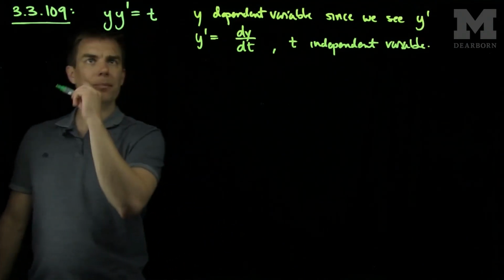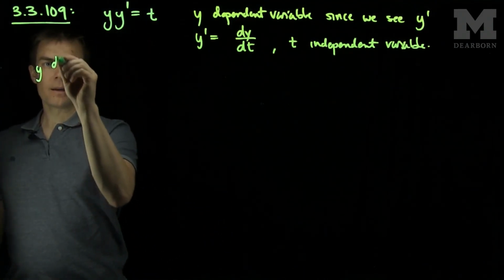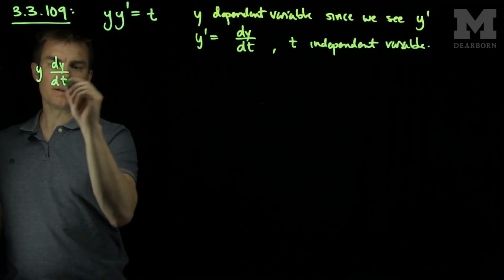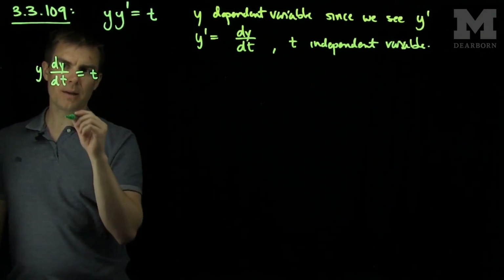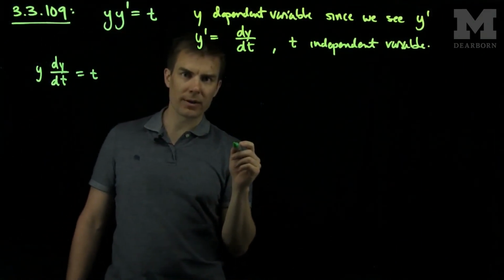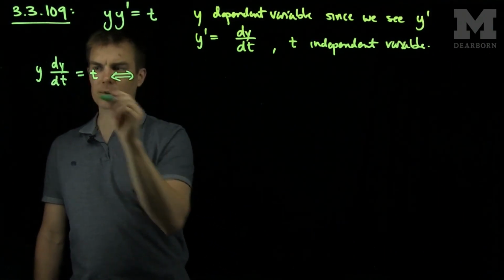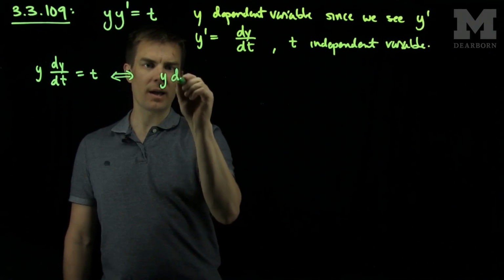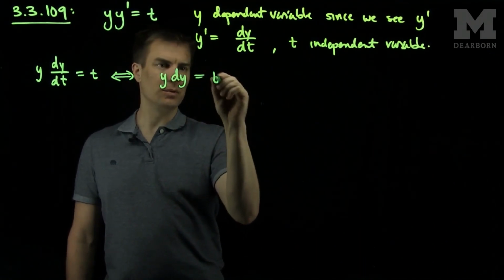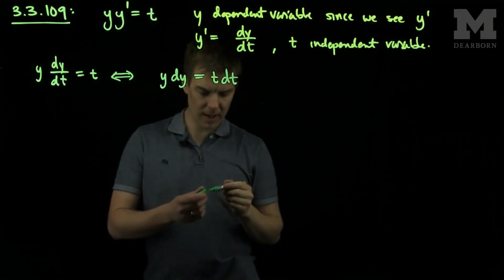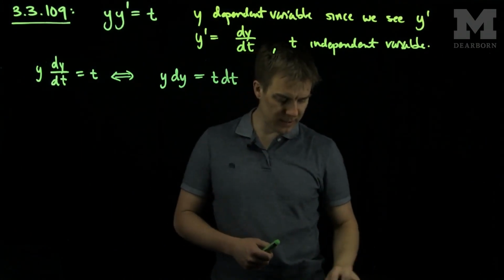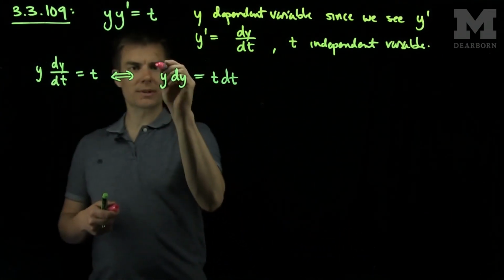So returning to the problem, we write this as y dy dt equals t, and we can algebraically rearrange this equation since it's of separable form. By multiplying both sides by dt, I have y dy is equal to t dt. I've separated the y's and the t's, so now we will integrate both sides of the equation.